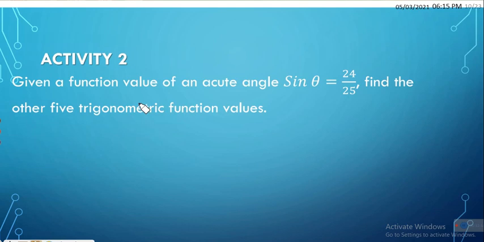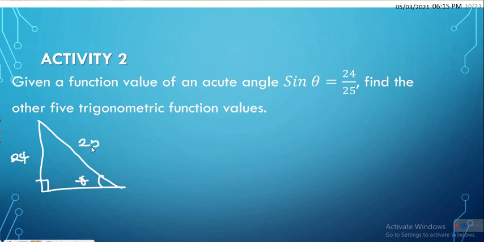Alright, next activity. We are given a function value of an acute angle: sine theta equals 24 over 25. Find the other 5 trigonometric function values of theta. When you have this kind of question, guys, the first thing you do is draw the triangle. So draw the right triangle this way. You can position your theta anywhere. So this is opposite, this is the hypotenuse.